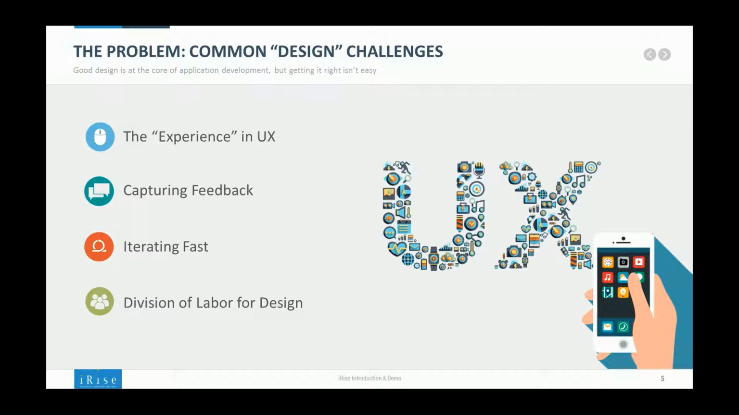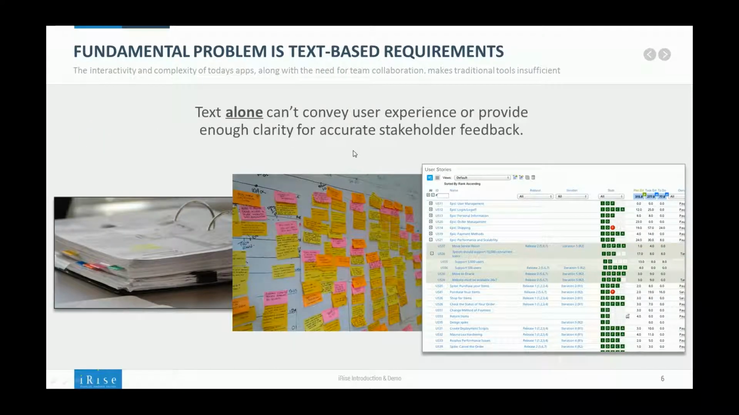And those include conveying the experience in UX, capturing feedback, iterating fast and failing fast, and also collaborating with a team. And using the old familiar tools like Excel and Word, or Agile Post-it notes, or now we've got nice online tools like Jira and TFS and HPALM, teams still struggle to create stories and requirements documents that stakeholders and the business can actually understand and use for validation. These newer tools may bring your requirements online and give easier access to them, but they still don't address the fundamental problem, which is that they're still text, which alone isn't enough to convey today's complex applications.